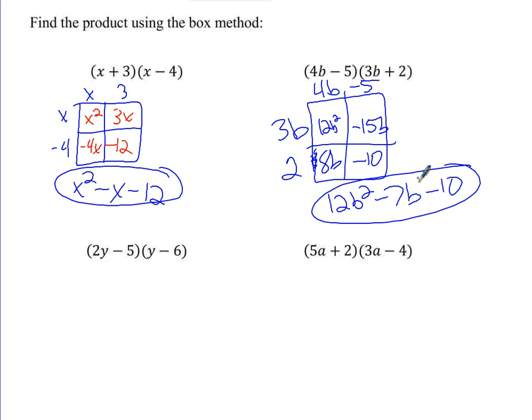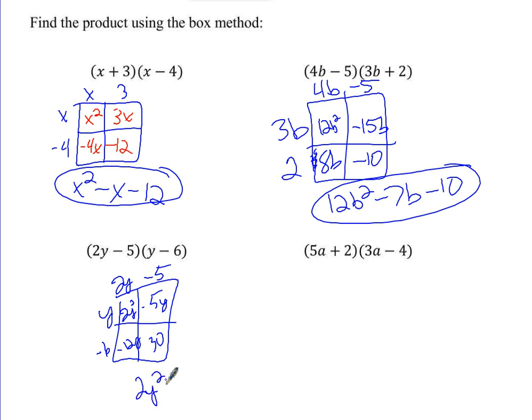Go ahead and do the last two. Box method. So on this one, we draw the box. Across the top, 2y, -5. Down the side, y, -6. 2y squared. Negative 5y. Negative 12y. Positive 30. So in the answer it becomes correct. And the last problem, draw the box.